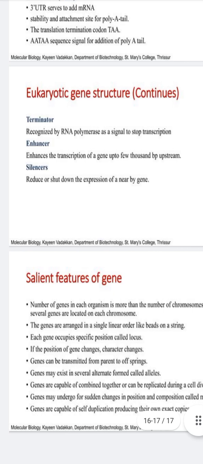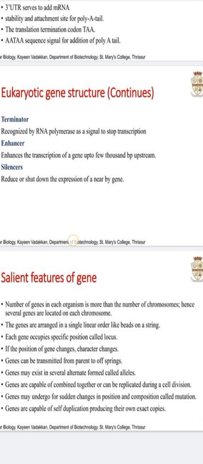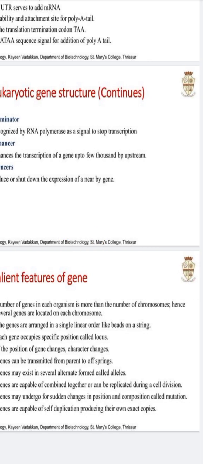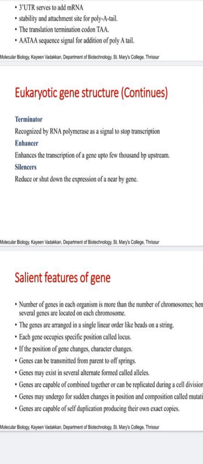Coming to the features of the gene. In each organism, the genes are located on the chromosomes, so they are very important for chromosome location. Only the gene will help you with the locations. The genes are arranged in a single linear order like beads on a string. Each gene has its own specific position, called a locus, and if the position of a gene changes, then the whole character will change.